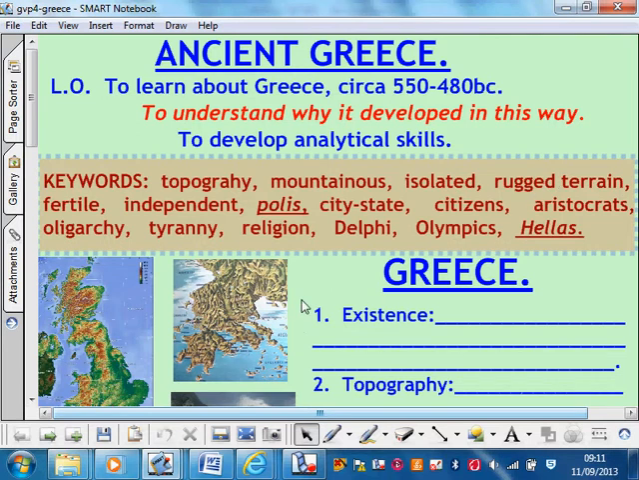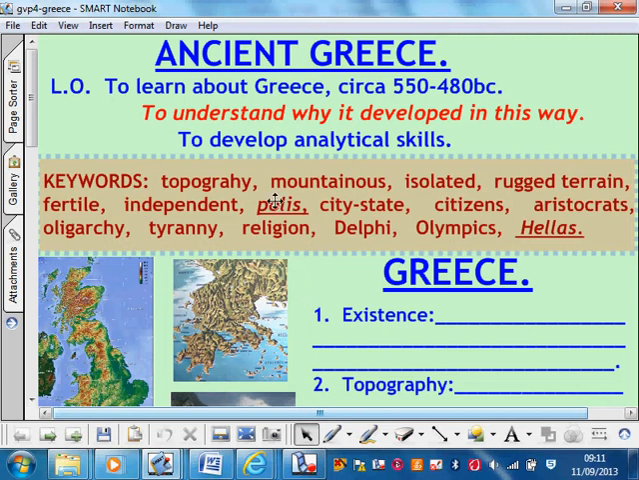Rugged terrain. Very high mountains, not much growing on them, very cold, very rocky. It's what we call rugged terrain. Terrain meaning the shape of the land. Fertile, land where if you plant seeds, things grow. It's fertile. Independent, rule yourself.